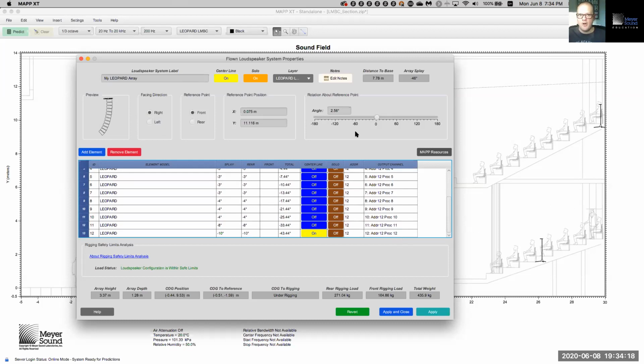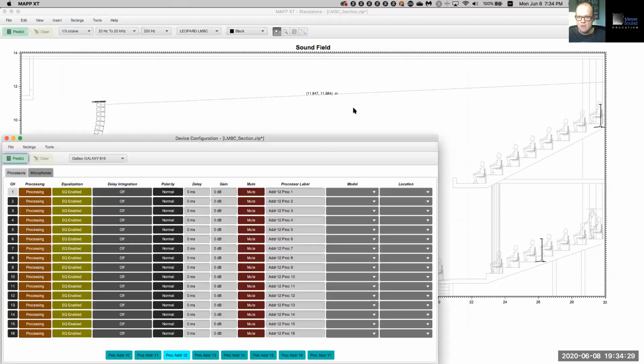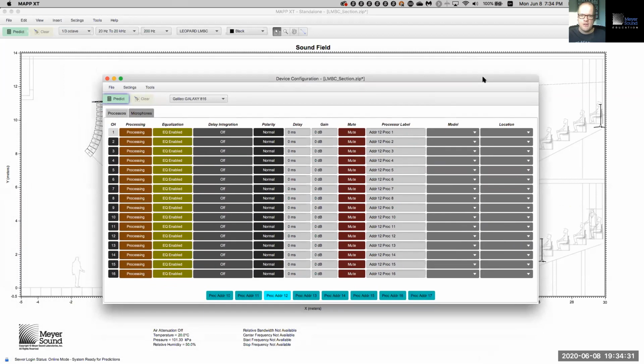If I bring up the processor, now notice this, the 46-degree array splay. That is the value that, of course, we want to memorize in this application. So now we go to that particular processor, and notice that I could call this Leopard number 1, which would be the top guy. Then this would be Leopard number 12. That would be the bottom guy.